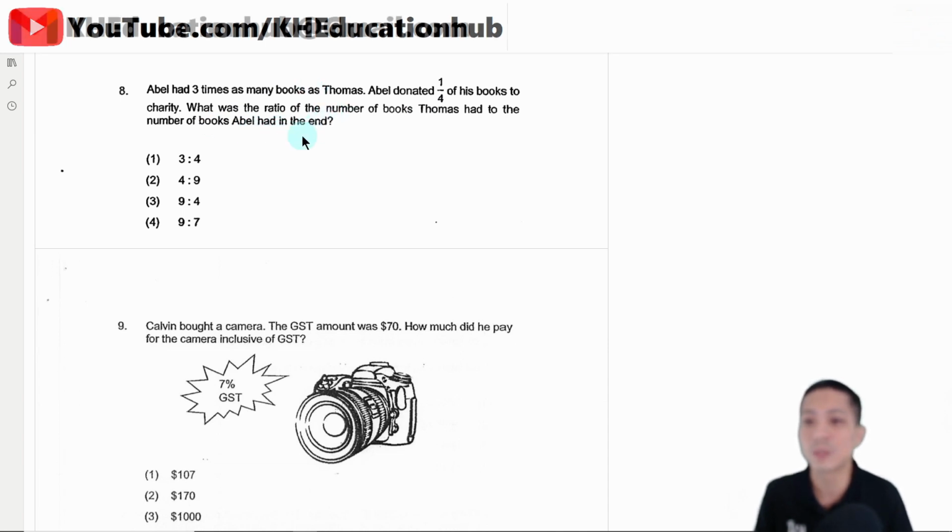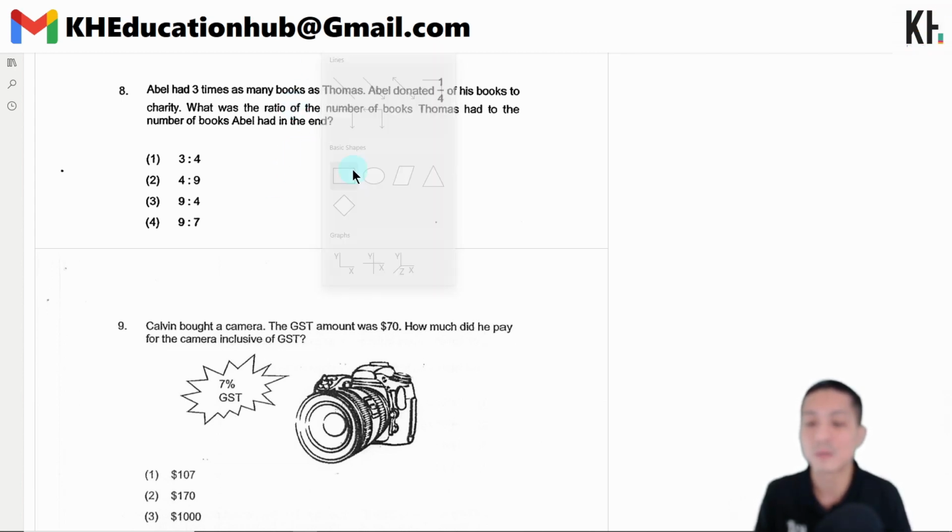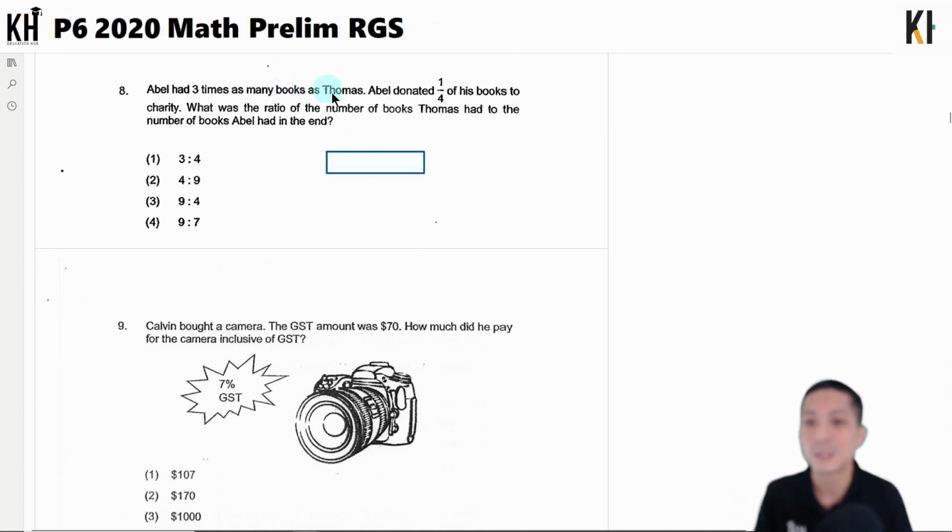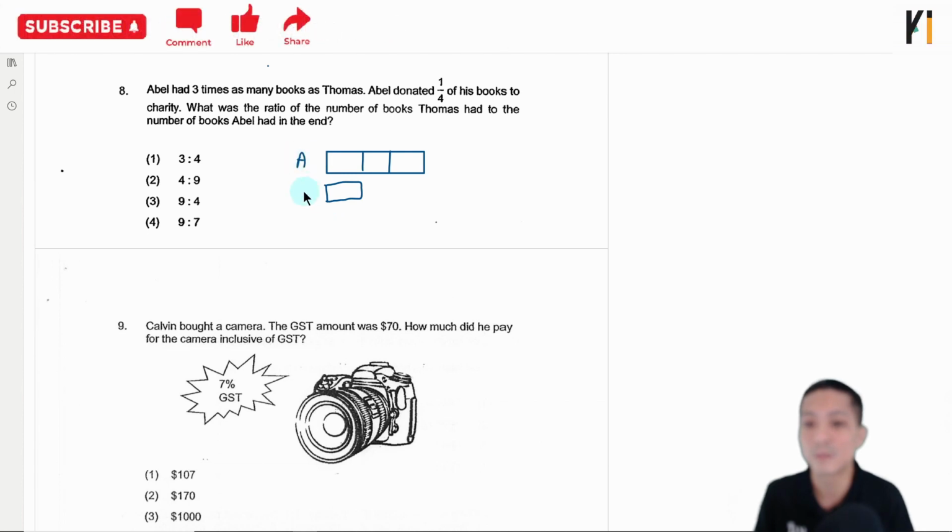Okay, so now I'm gonna draw a simple model, Abel and Thomas. So draw a simple block. I'm gonna cut into 3. And then Thomas will be somewhere here. Abel and Thomas. Okay, Abel donated a quarter of his books to charity.